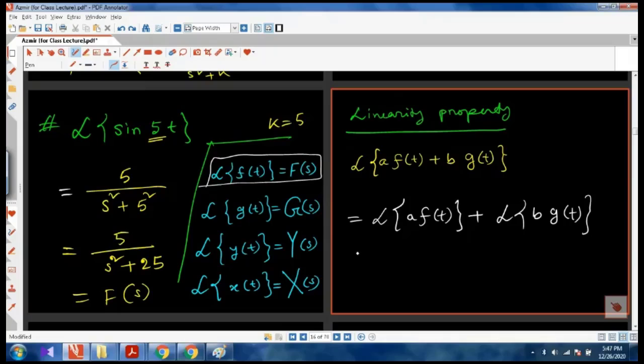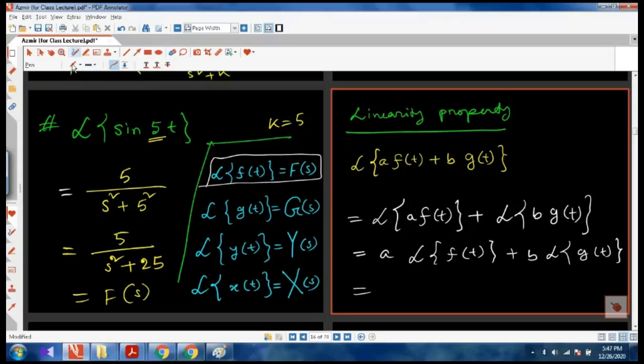And finally, we can write here a and b are constant. So a and b can be pulled out before the Laplace transformation. b times the Laplace transformation of g of t.